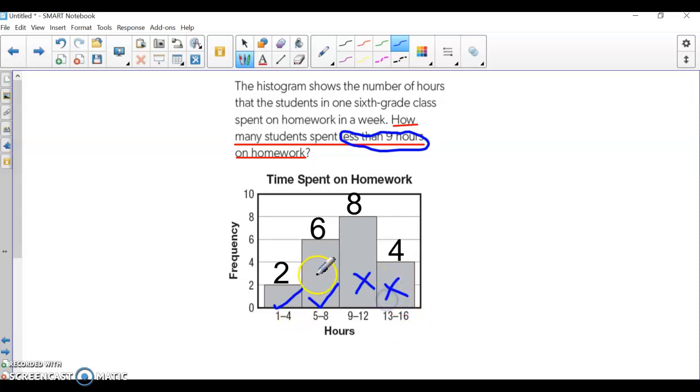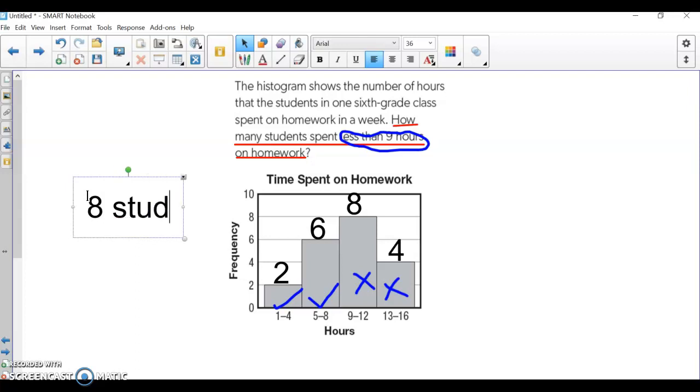So all I'm looking at is the first two bars. I need to add these two together. 2 plus 6 is 8. So that means there were 8 students that spent less than 9 hours on their homework.